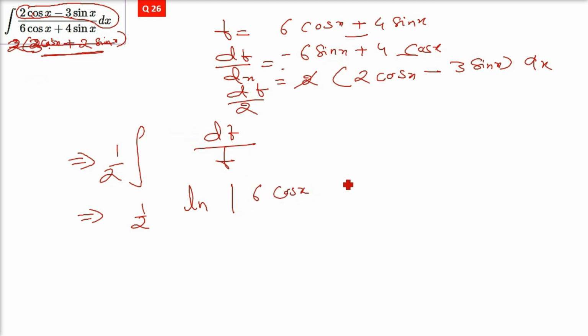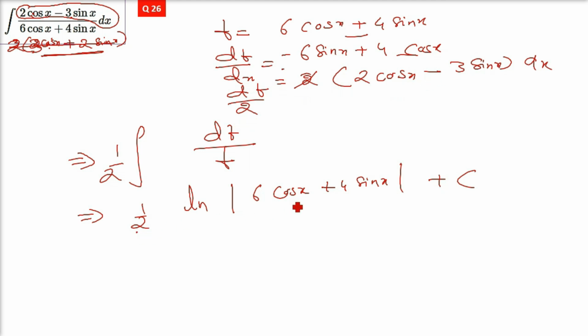You will get a way to actually get it the way the book or R.D. Sharma's solution is prescribing the result. So 6 cos x plus 4 sin x plus c. But this is not the actual result. You know why? Because there has to be some matching.